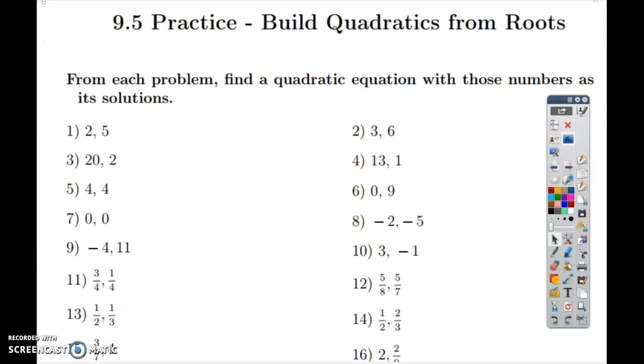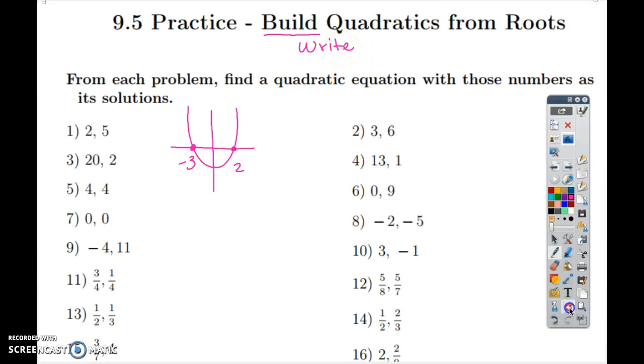Okay, so this is the back sheet for today's practice, and it says that we're going to build, that means write, quadratics from the roots. So these are your roots already. That means when you graph, this is going through 2 and 5. Well, let's say this was -3 and 2. So these are the roots. So right here, they're giving you the roots, and they want you to write an equation.